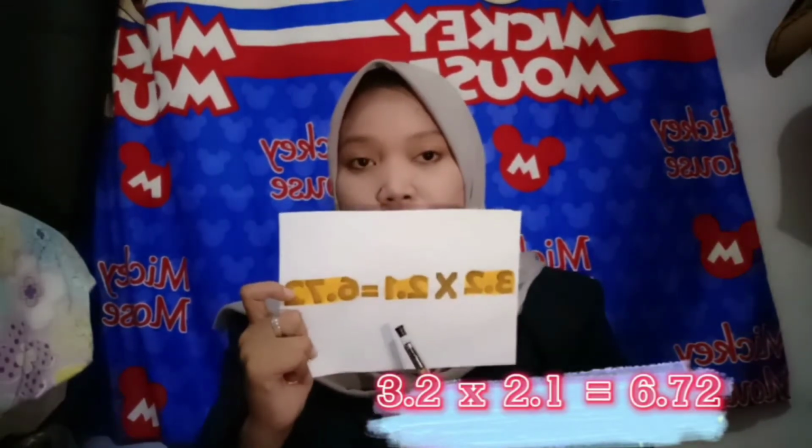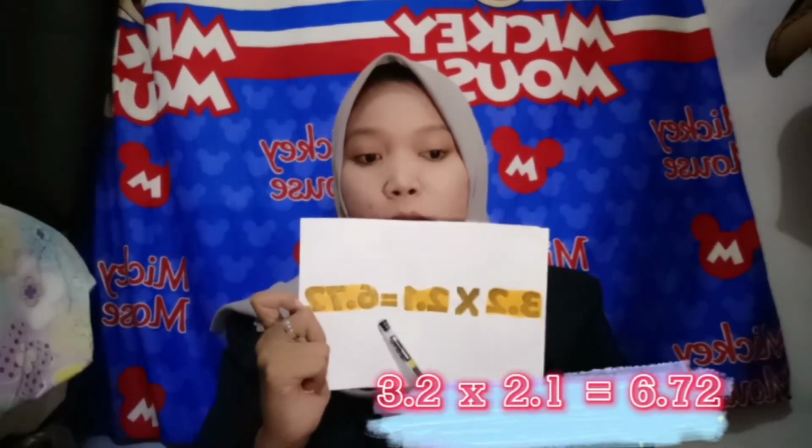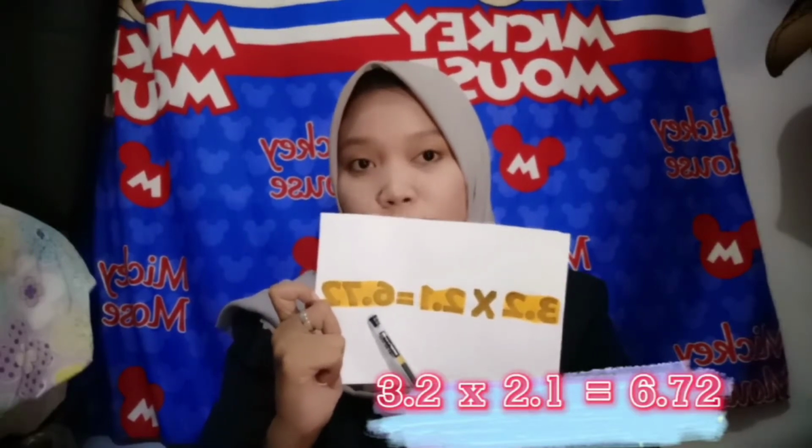Next, 3.2 multiplied by 2.1 equals 6.72. The following explains the decimal to binary conversion.